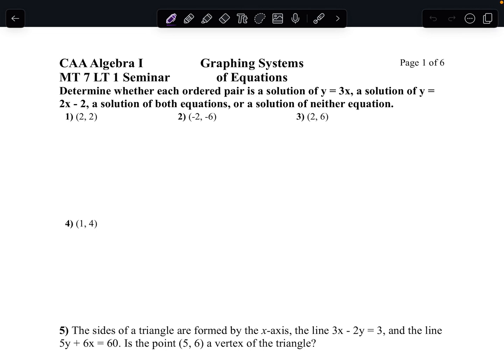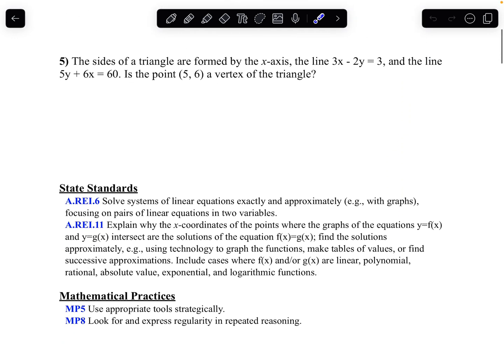Look at your MT7 LT1 seminar on graphing systems of equations. That's what we're going to be doing most of this chapter, if you haven't figured that from your pretest. First thing I want you to do is do the first 5 questions and then come back and continue on with the rest of the seminar.